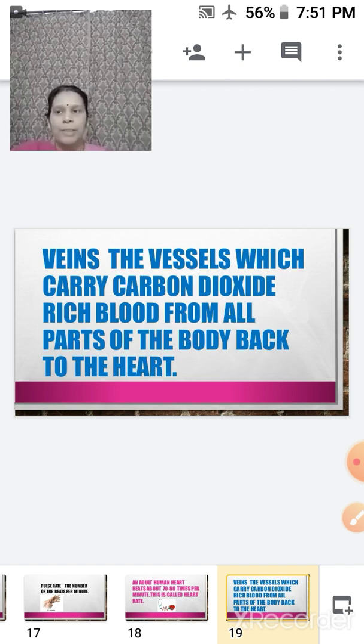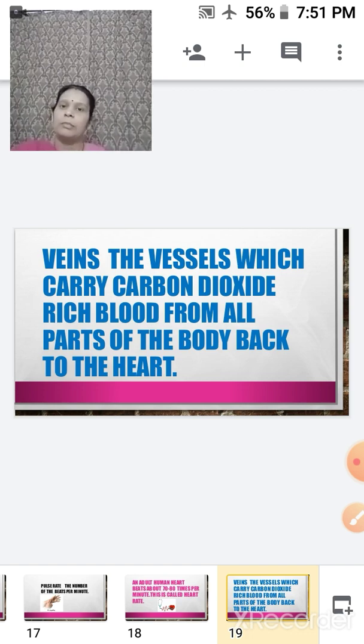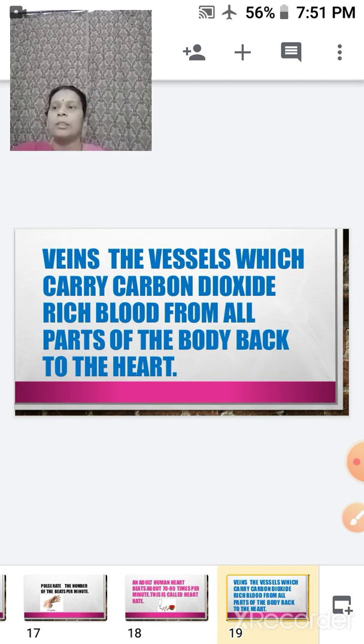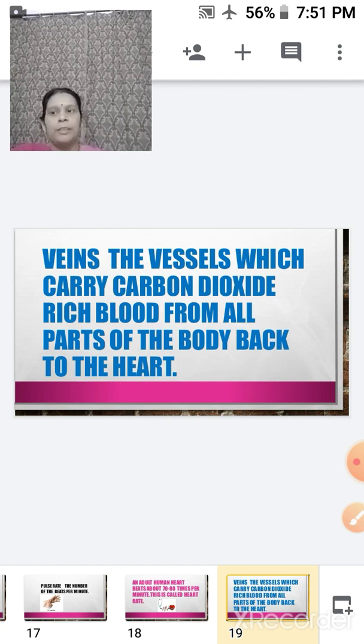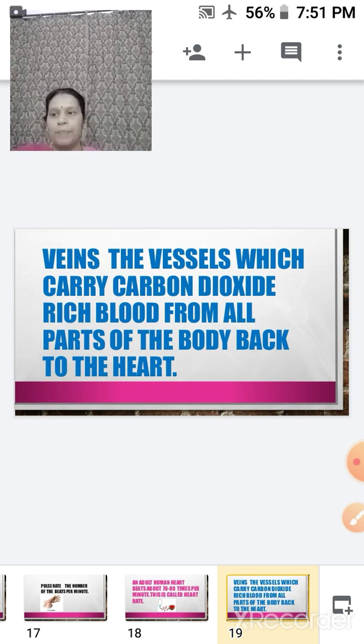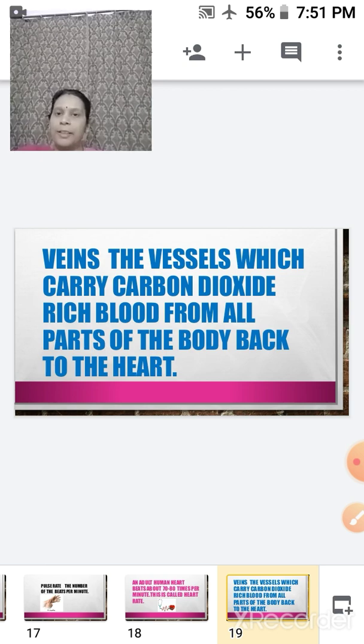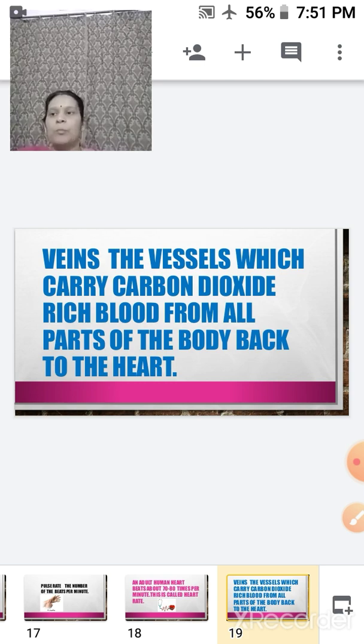These blood vessels carry the deoxygenated blood, that means the blood which is rich in carbon dioxide. This blood they carry from the different parts of the body to the heart. This they bring for purification. Here again there is an exception. There is a pulmonary vein which carries the oxygenated blood.